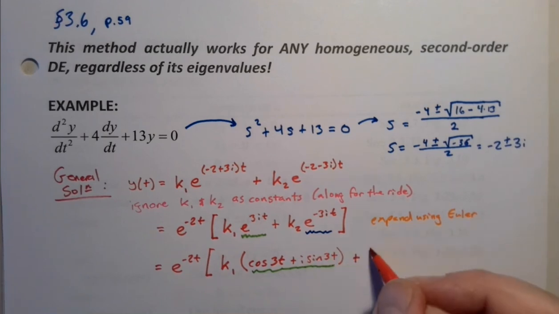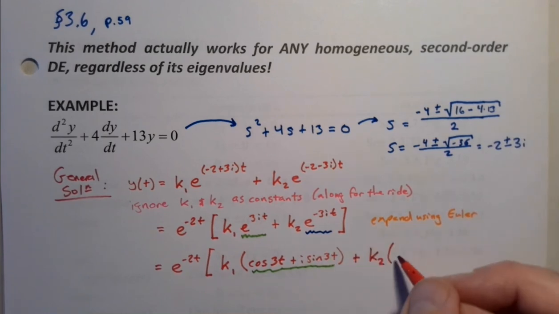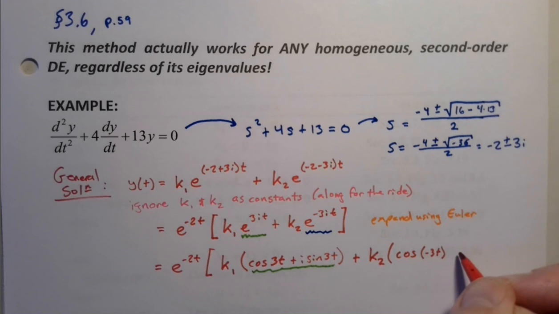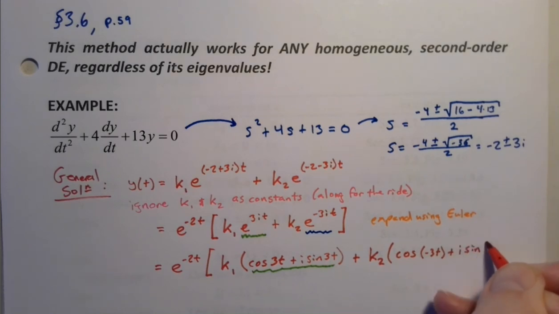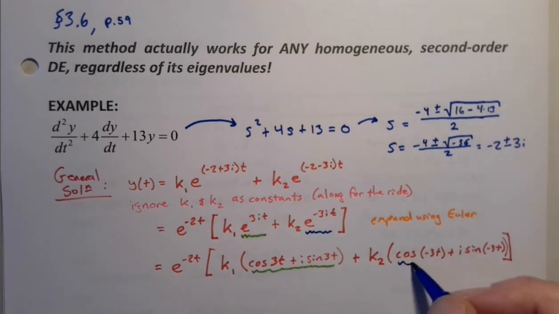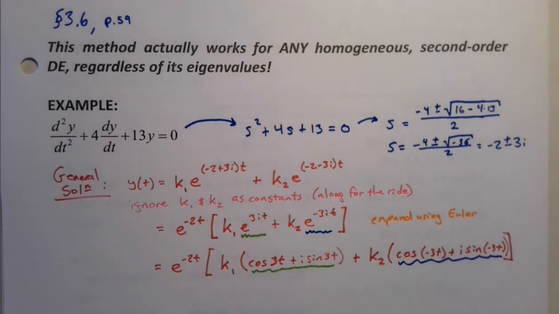Plus the second term, k2 times, using Euler's expansion, cosine of negative 3t plus I times sine of negative 3t. Now, if you're being kind of savvy sitting there and you say, hey, cosine of a negative, that means something. You're right. Hold on. So I've just expanded it.